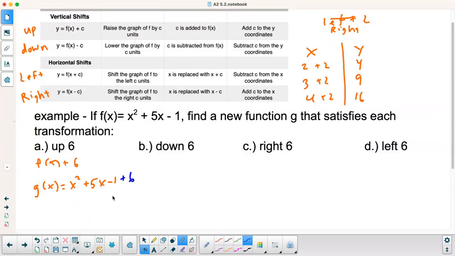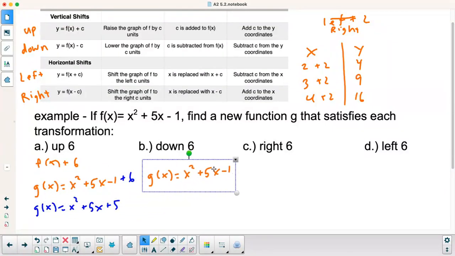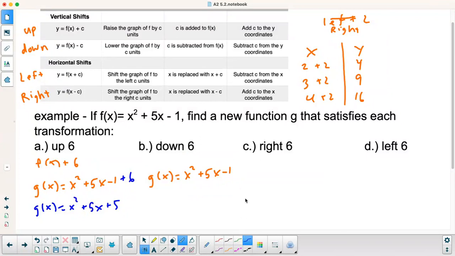Then these are like terms here, so what you end up with is g of x equals x squared plus 5x plus 5. So that's your new function. Now, if I went down 6, I'll just clone that here. It's going to be the same thing, except I have to minus 6 here. So this one would be x squared plus 5x minus 7 once I combine those two like terms.